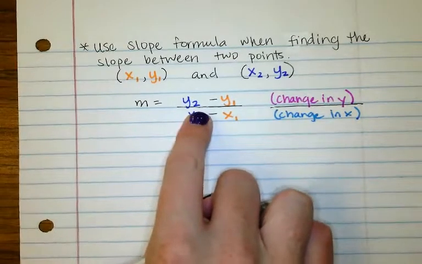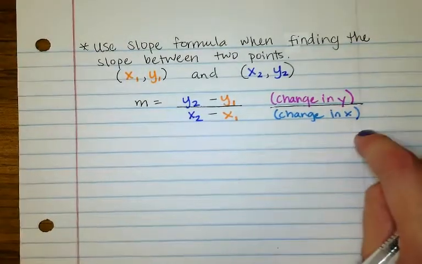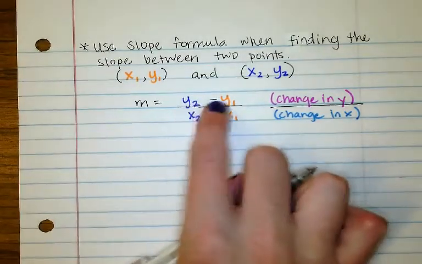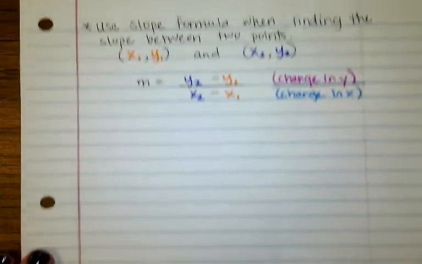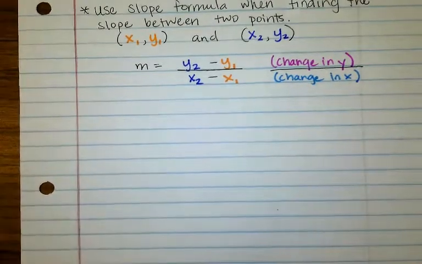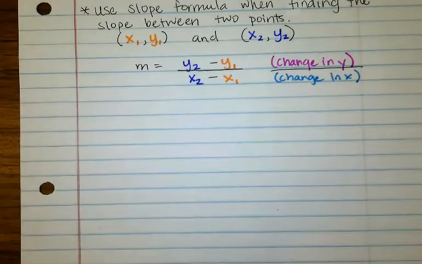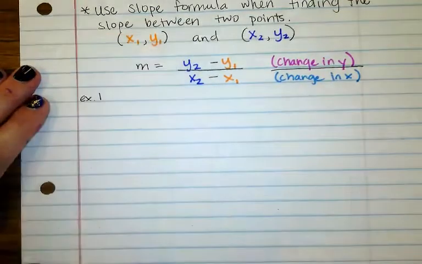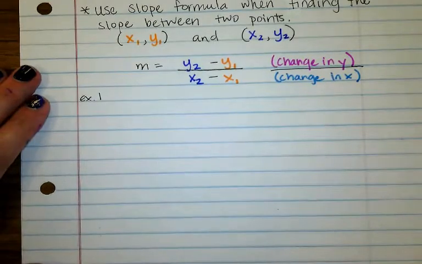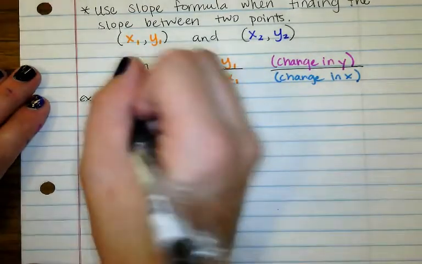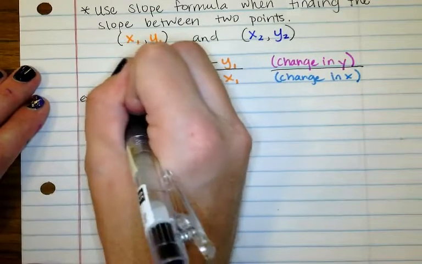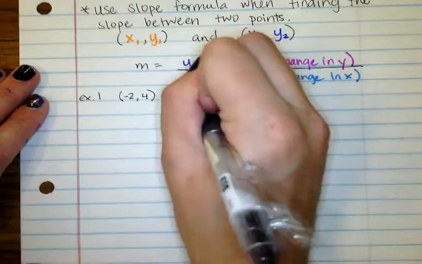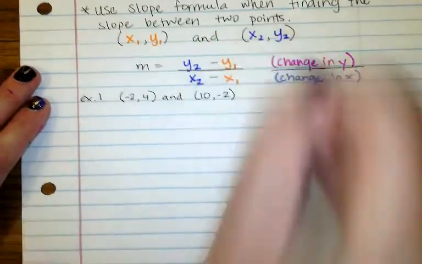Do y'all feel good about that? Because we're just subtracting the difference in our y's over the difference in our x's. Okay? So we're going to do a few little examples right here. So let's look at example number 1. I want you to find the slope between these 2 points. We are going to give you -2, 4, and 10, -2.